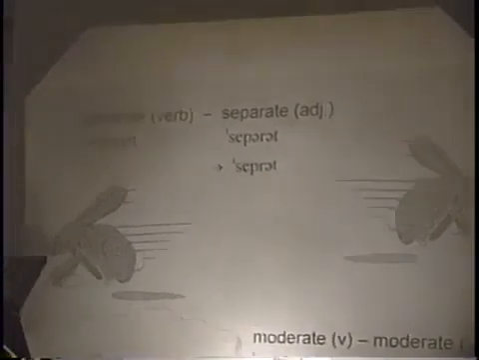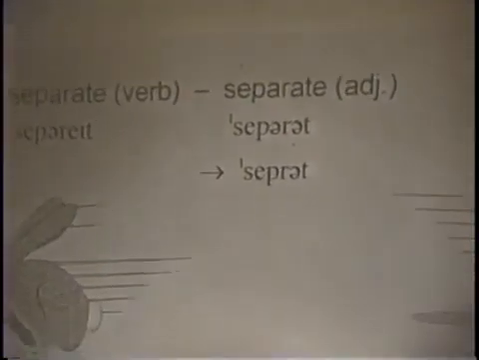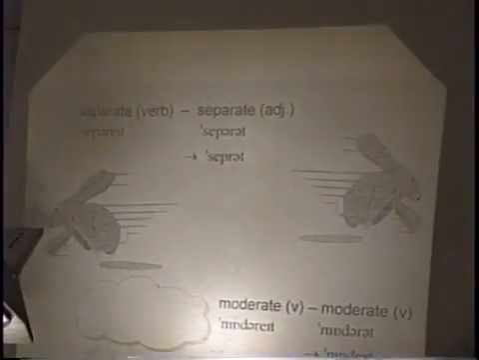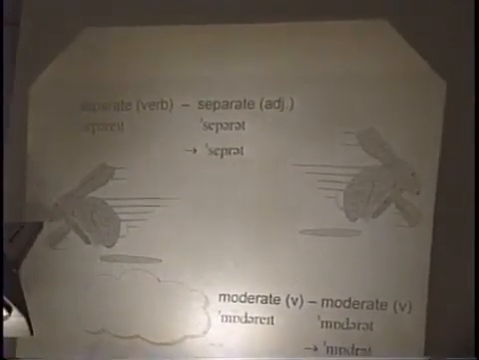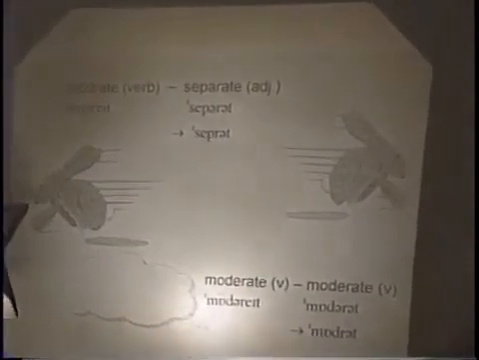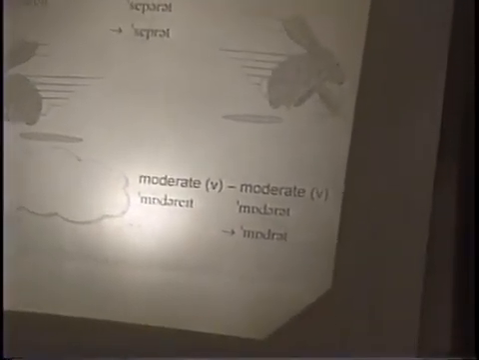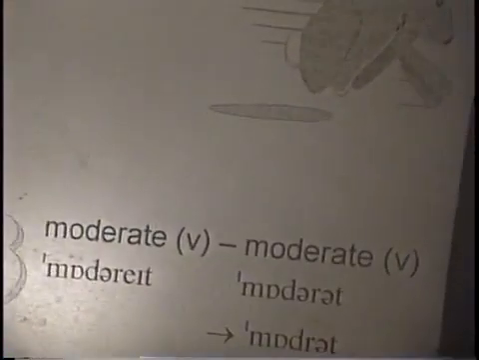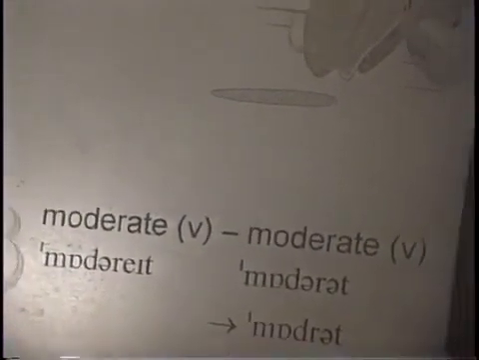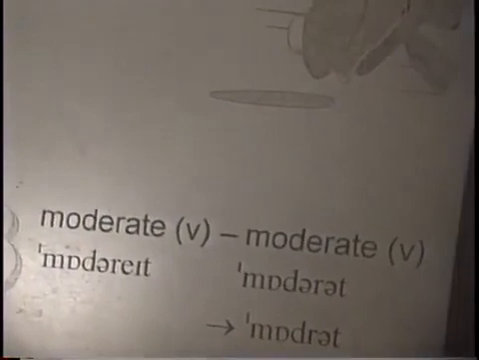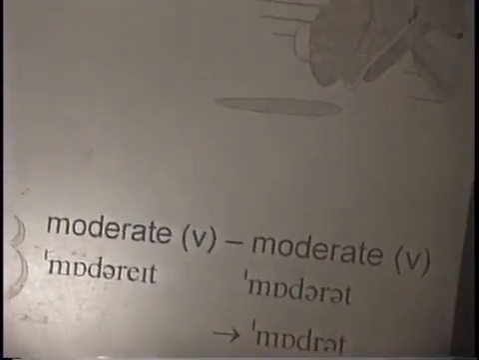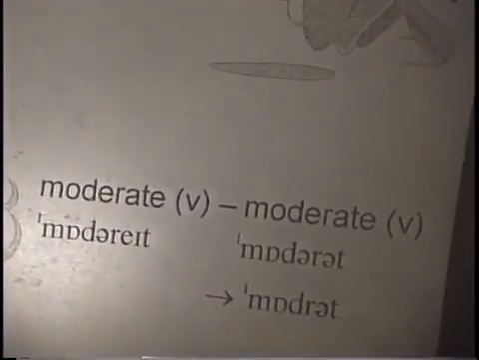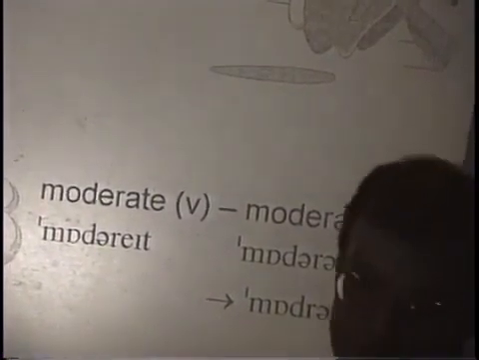Just the same thing in the example at the bottom. To moderate, verbs in ATE have a strong vowel. To moderate. The adjective, most adjectives in ATE have a weak vowel. Moderate, which is therefore compressible into moderate. So that's the relationship between vowel weakening and compression.